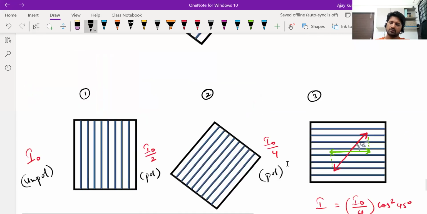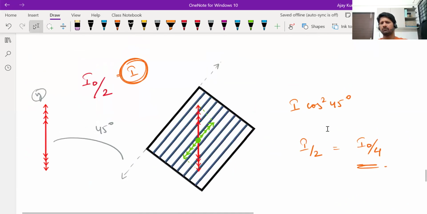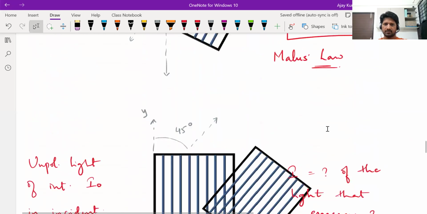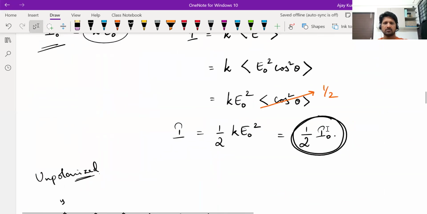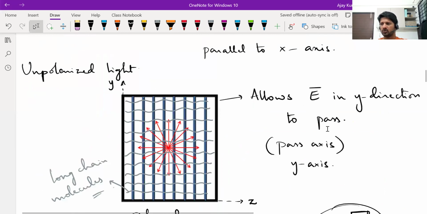Fine. So using a Polaroid is one way of polarizing light. How does a Polaroid work? It has long chain molecules. Those long chain molecules absorb the electric field parallel to their length. They only allow electric field perpendicular to their length. And that perpendicular to their length, that direction is what we call the pass axis, which in this example is y-axis.